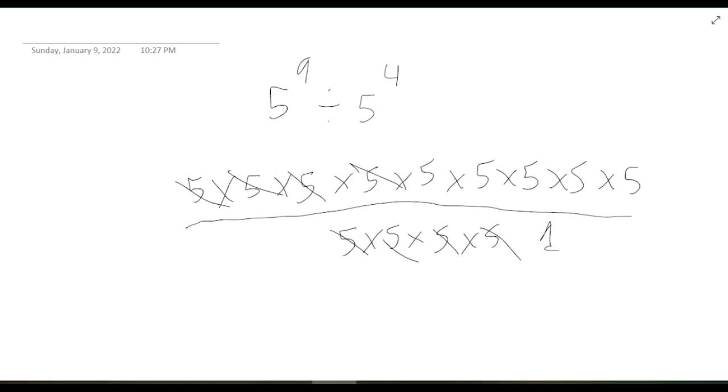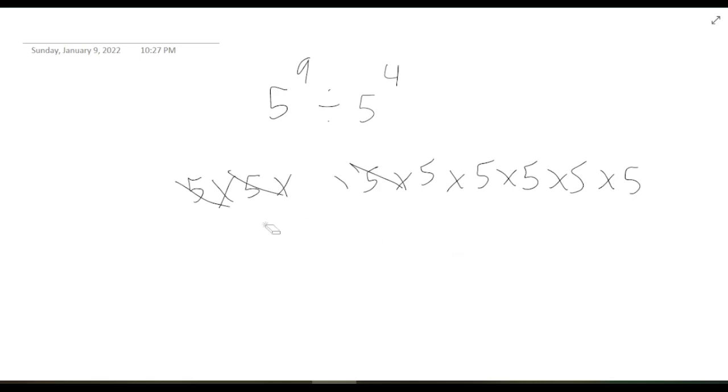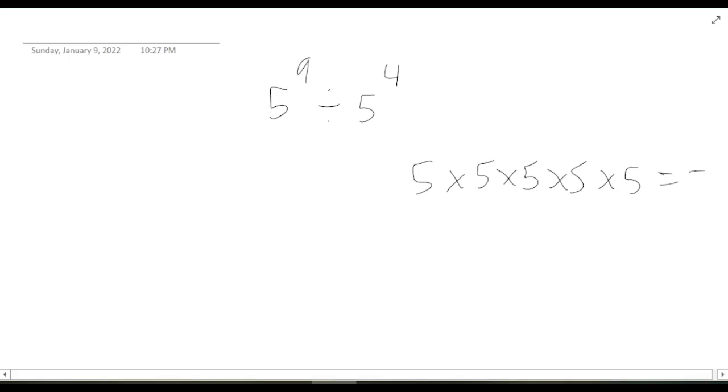And so now let's count how many 5s we have on top. So we have 1, 2, 3, 4, 5. So we have 5 times 5 times 5 times 5 times 5 over 1. So when we're left with this, we can rewrite this as 5 to the 5th power. And this is what this equals: 5 to the 5th power.